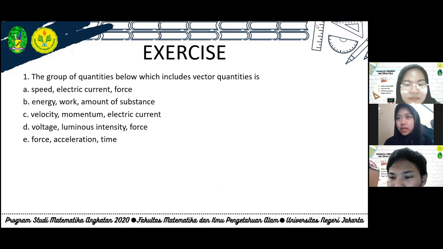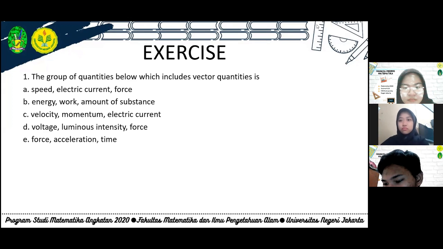Okay, this is the exercise. You can turn on your microphone if you want to answer this question. Number 1: the group of quantities below which includes vector quantities is A. Speed, electric current, and force. B. Energy, work, amount of substance. C. Velocity, momentum, and electric current. D. Voltage, luminous intensity, and force. E. Force, acceleration, and time. Anyone want to answer this question?